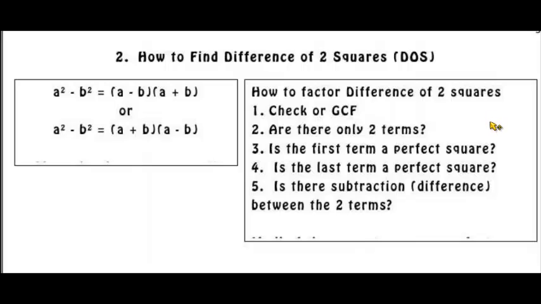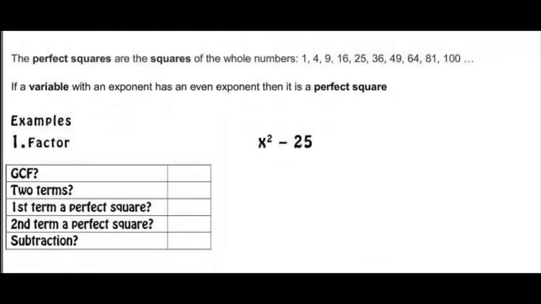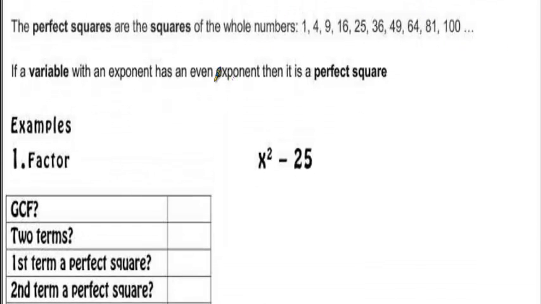Hello everyone. The next factoring method that we're going to learn is factoring using difference of two squares, or most of the time we're going to say DOS, so difference of squares. Now before we start, let's try to define what is a perfect square. A perfect square is just a square of a whole number.